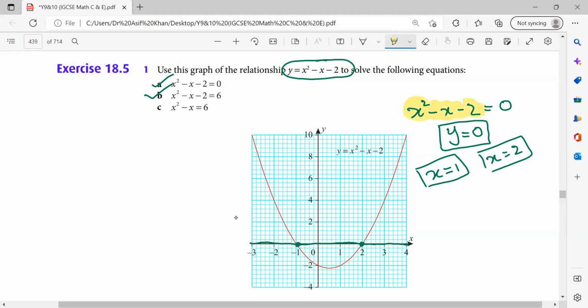Sir, in part B, we have this equation. Here I write x square minus x minus 2 is equal to 6. This is the equation. Yes, sir. What will it be when I replace it with y? Sir, is equal to 6.